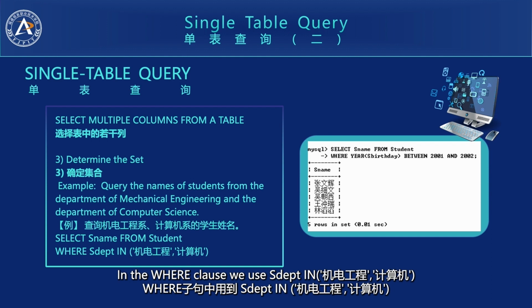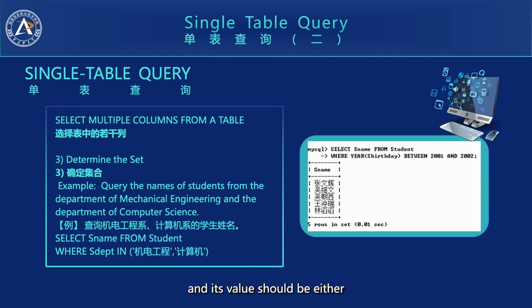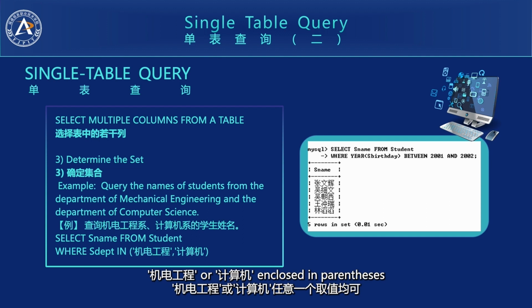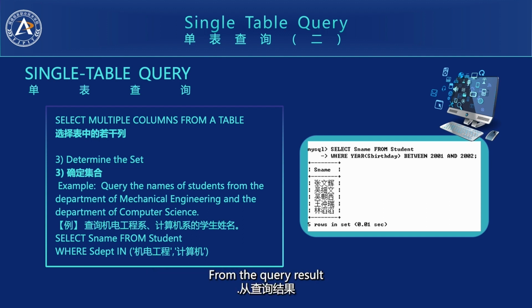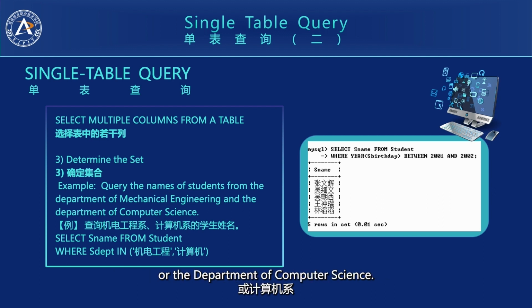In the where clause, we use sdept in, where sdept is the field indicating the department, and its values should be enclosed in parentheses. From the query result, we can see that there are 3 students, Zhang Wenhui, Wu Xiwen, and Wu Chaoxi, who belong to the Department of Mechanical Engineering or the Department of Computer Science.